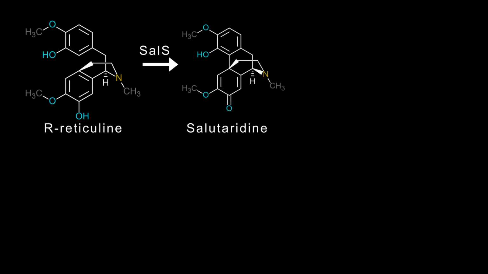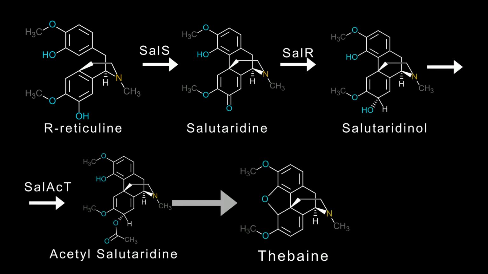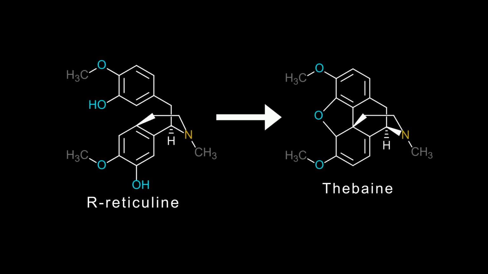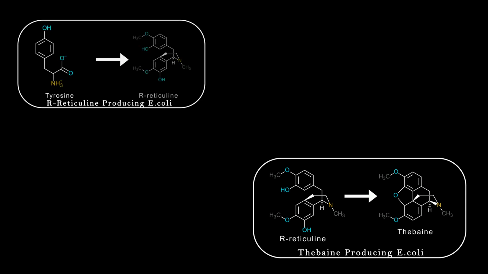Salutaridine synthase is designed to be expressed in tandem with salutaridine reductase and salutaridine acetyltransferase, resulting in an E. coli strain that produces thebaine from R-reticulene. R-reticulene can be produced by transformed E. coli strains from tyrosine. Therefore, the complete production of opiates is possible in E. coli.